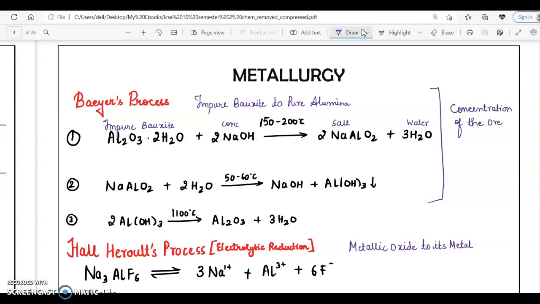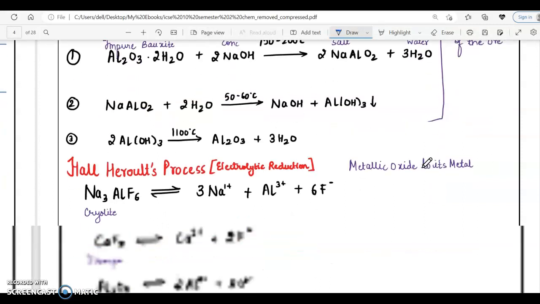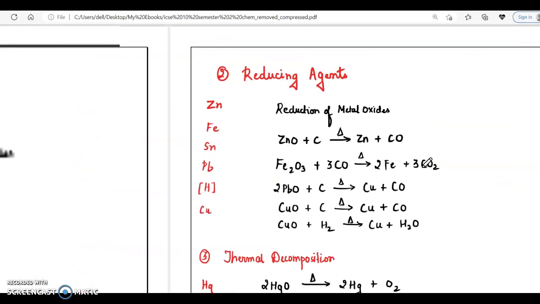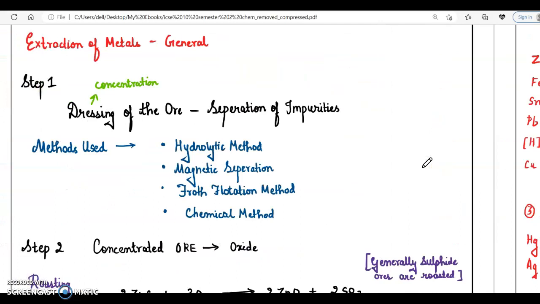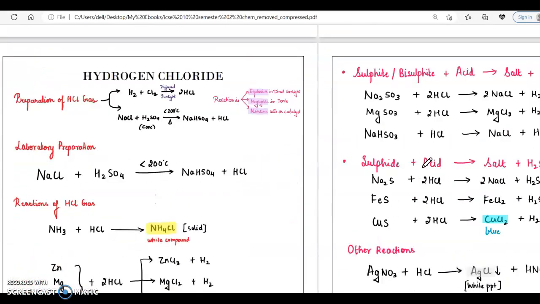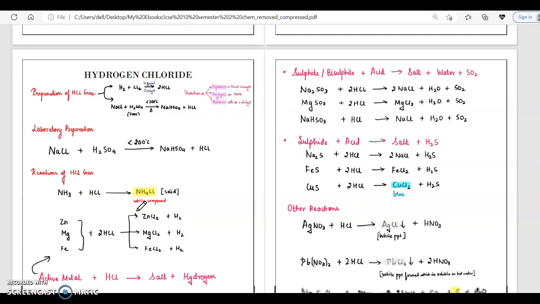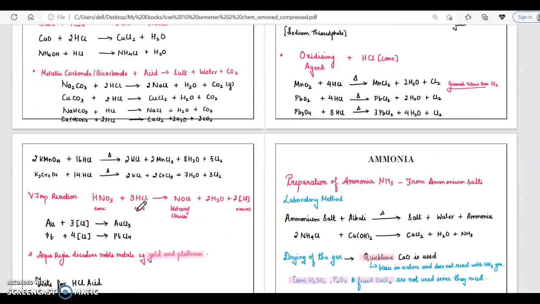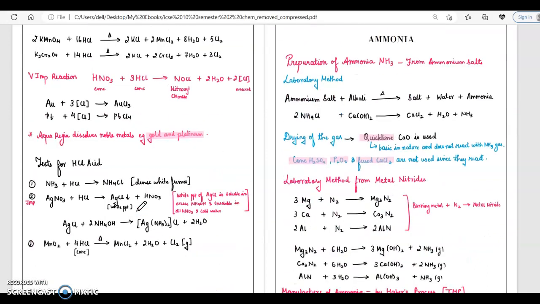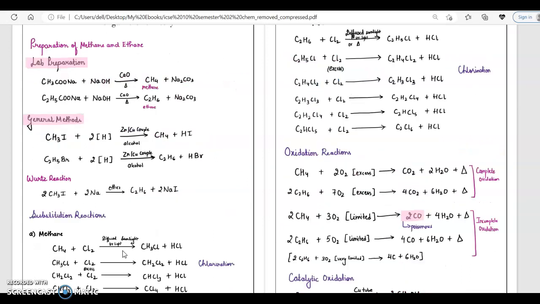In the metallurgy chapter, you can see Bayer's process, then Hall-Heroult process, then we have Hoope's process. The reducing agents are given, and the methods used. A lot of reactions are here. Same for HCl: laboratory preparation and reaction with dilute acid, the product formed, the color formed, test for HCl acid, lab preparation of methane, ethane, ethanol, and so on.